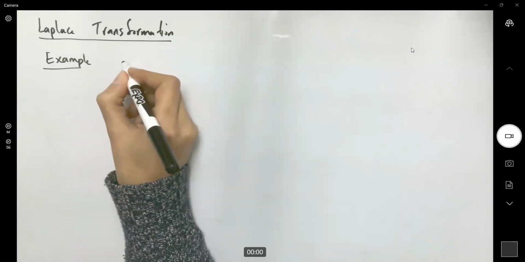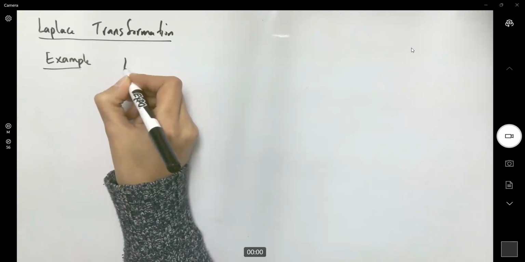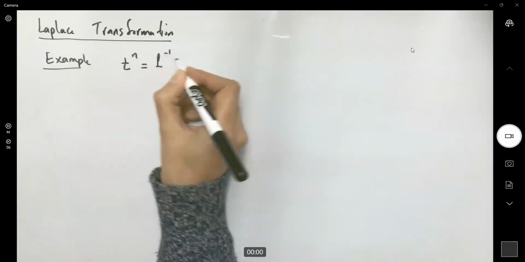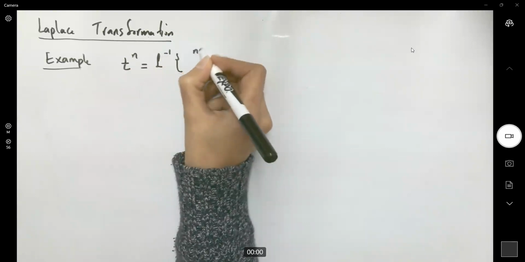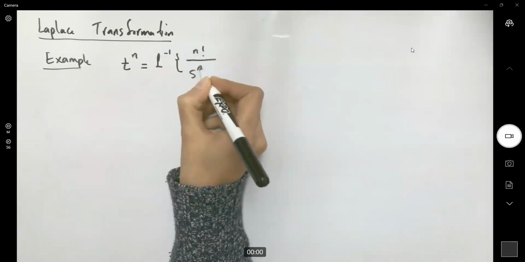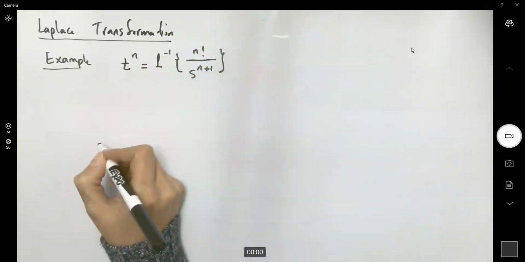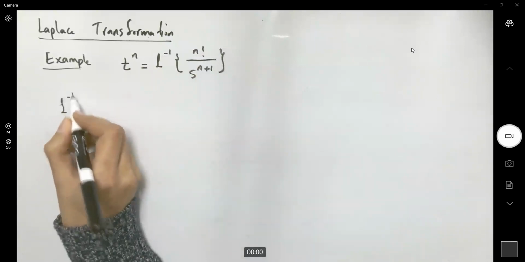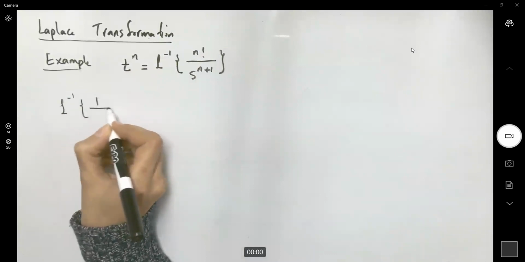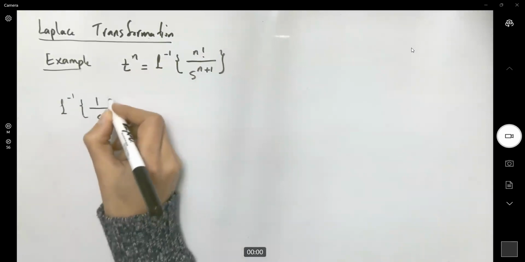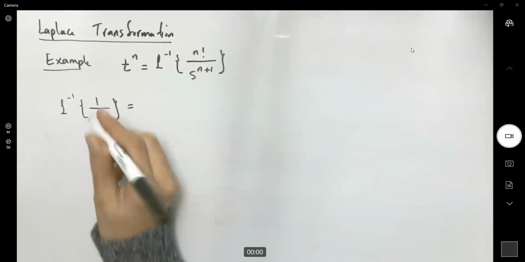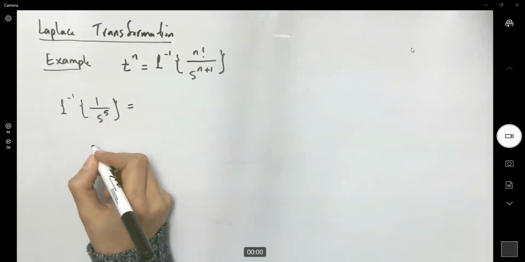Recall that we said the inverse Laplace of n factorial over s to the power n plus 1 is equal to t to the n. So if I ask you to calculate the inverse Laplace of 1 over s to the fifth, what are you going to do? You're going to identify what you have and what is missing here.